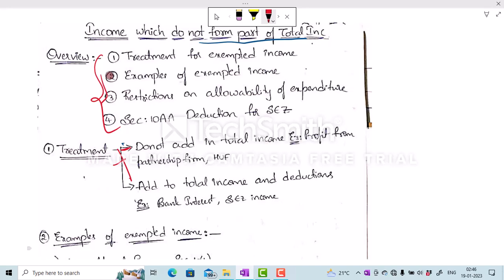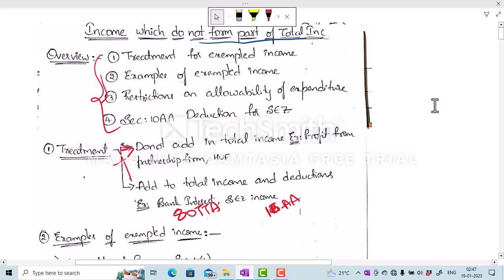One is we do not add it to total income at all, like profit from partnership firm or HUF. We do not show it in gross total income only. But in the other method, we add it to the total income and then claim deductions also, like bank interest. Under 80TTA we show it in deductions, and in income from other sources we show bank interest as an income. In the same way, 10AA income also, we show it as a deduction.